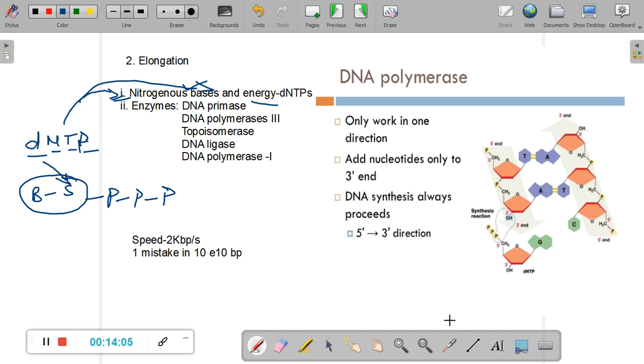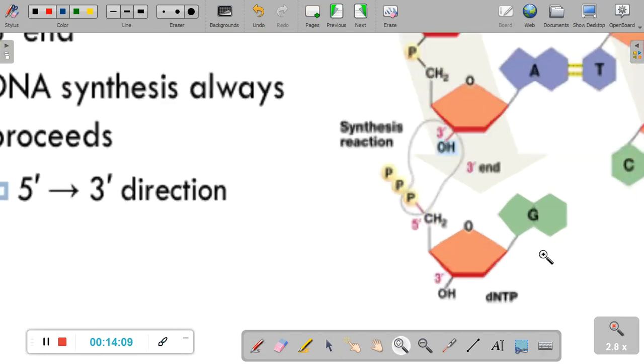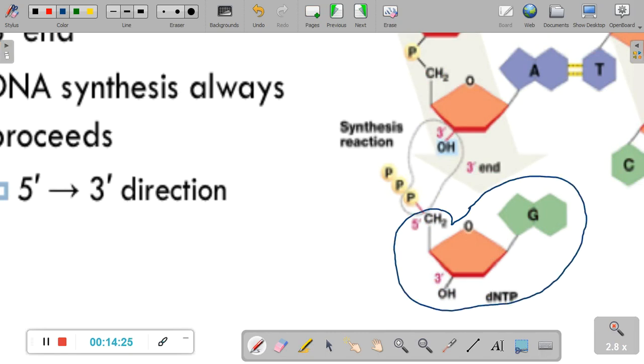And how? Let us just have a look into this particular diagram here. So let us magnify a bit and see a dNTP. Here in this image, we have got a guanine nucleoside triphosphate. So this is the guanine nucleoside. If you only look at this particular part here, this is a nucleoside. We have a base and we have a sugar. And how many phosphates do we have attached to this? We've got 1, 2, 3. So this is a guanine nucleoside triphosphate, right?